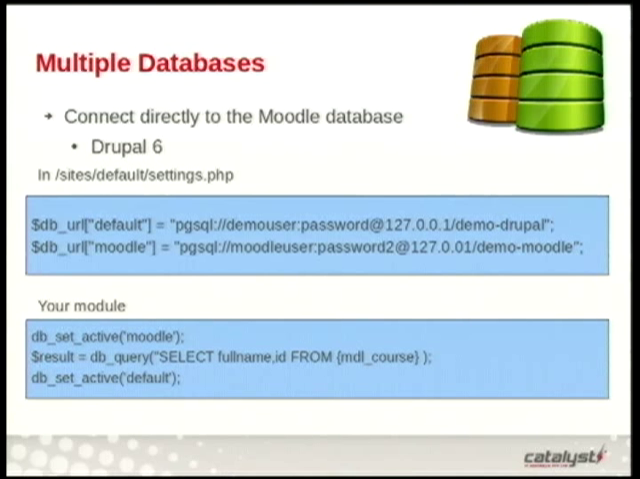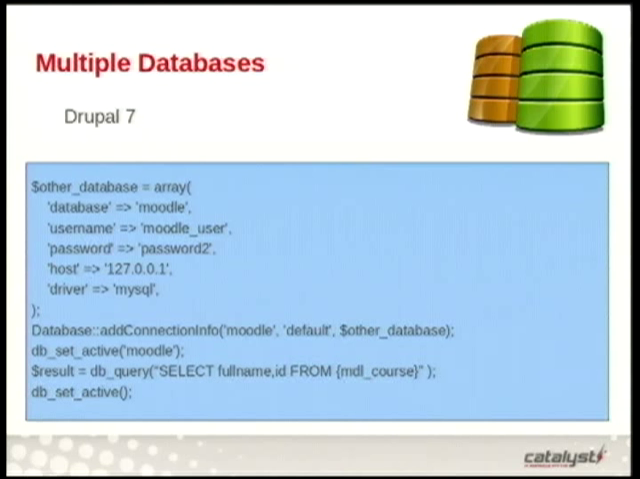That's Drupal 6. Drupal 7 looks similar. You don't do it in settings.php anymore. You set up an array and register an additional database connection. But you do the same thing. You switch to the Moodle database, make all your queries, and then you switch back to the default one. Although you'll notice you no longer say default. You just call the function, so you can call it anywhere. It's quite safe to call that as a fail-safe. I want to really make sure I'm back to Drupal after I've done all my Moodle stuff.